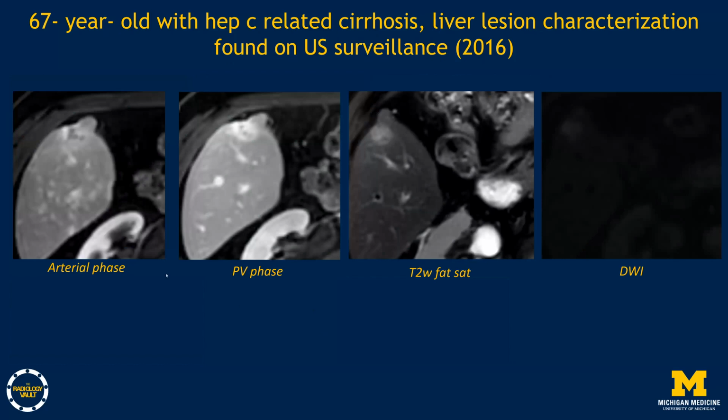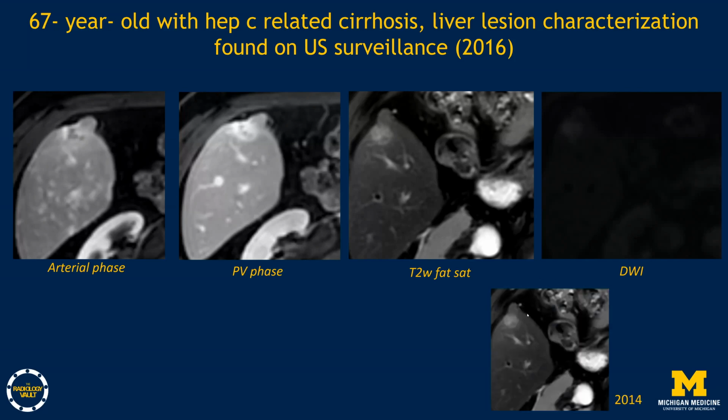Okay, here we have another case, a 67-year-old with Hep C related cirrhosis. We have a liver lesion found on ultrasound surveillance back in 2016. You can see there is an undefined area of peripheral signal, which persists and increases on portal venous phase. There is some mild T2 weighted hyperintensity, subtle diffusion.